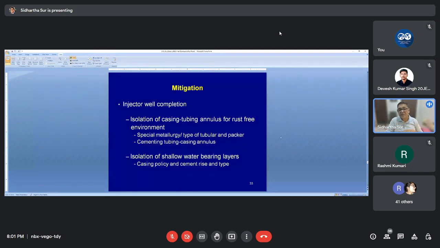Completion issues are injector well completion, isolation of casing tubing annulus for a rust-free, corrosion-free environment. We're using special metallurgy type tubulars. This is the one area which you need to be very careful of in this entire process. Each well needs a well completion which has to honor this process.